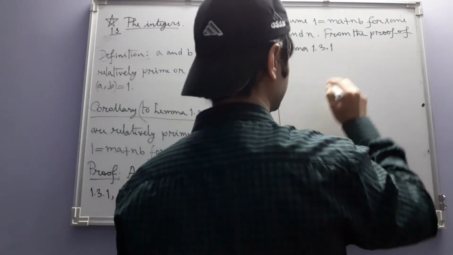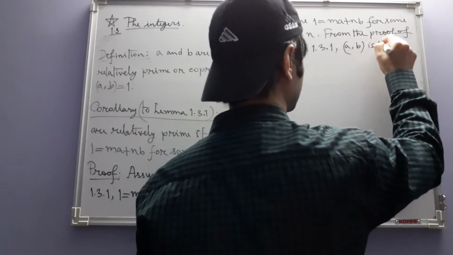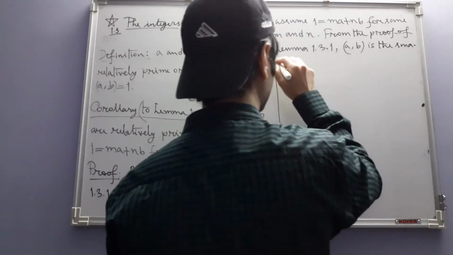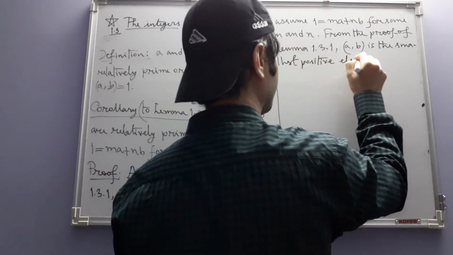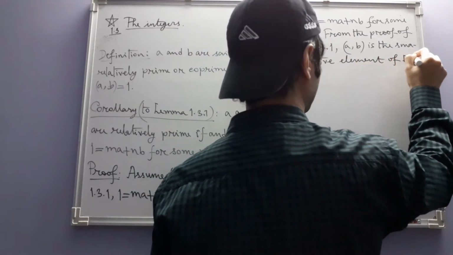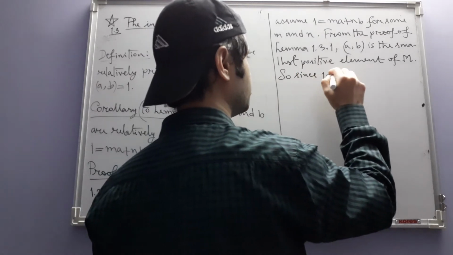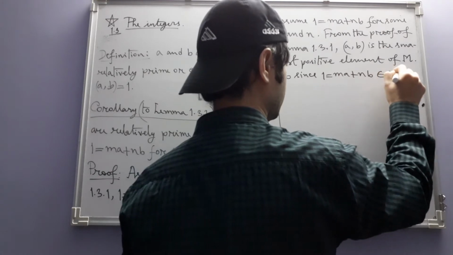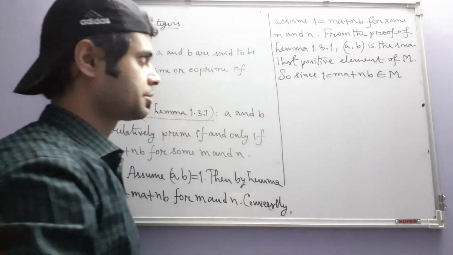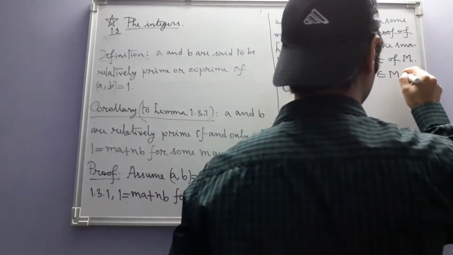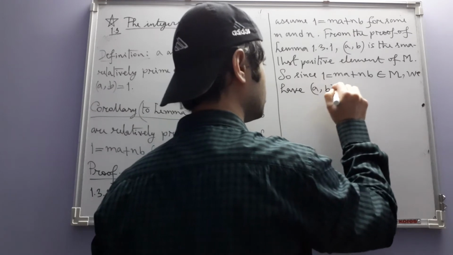So from the proof of lemma 131, this is the smallest positive element of M. So since 1 equal to MA plus NB belongs to M, now 1 has the form to be inside M. So 1 belongs to M and the GCD of A and B is the smallest positive element. 1 is also positive. So from this, using that smallest nature, we can write this.